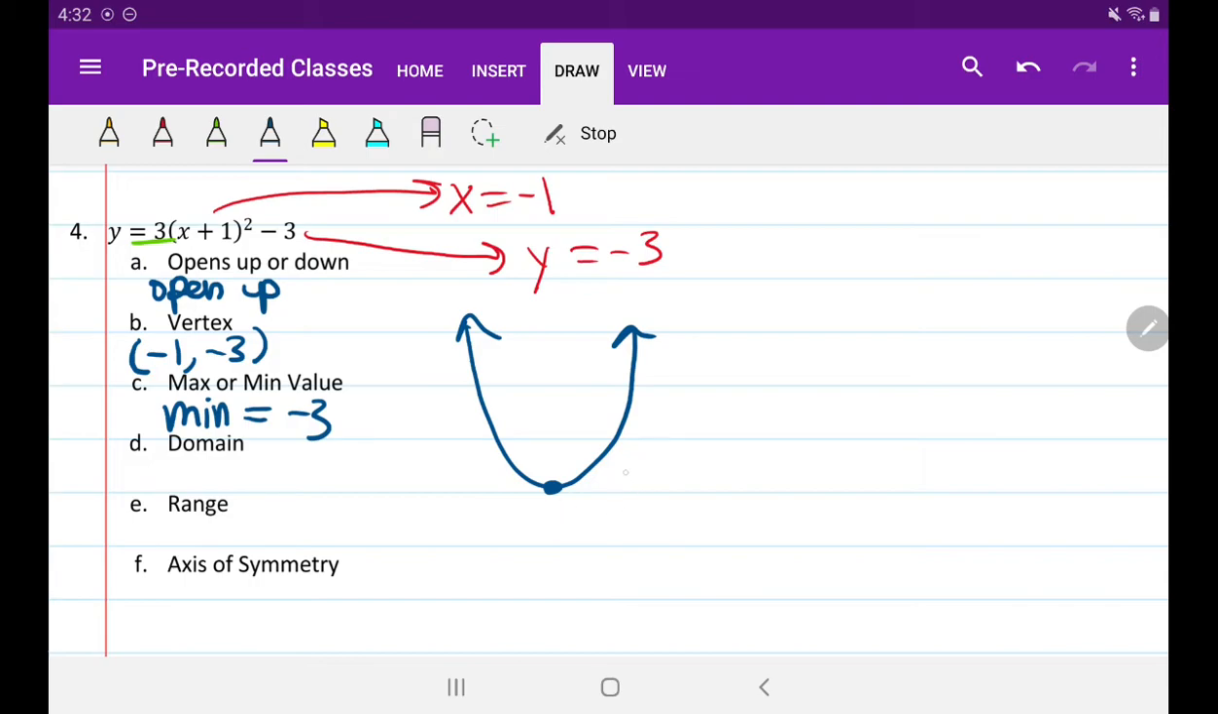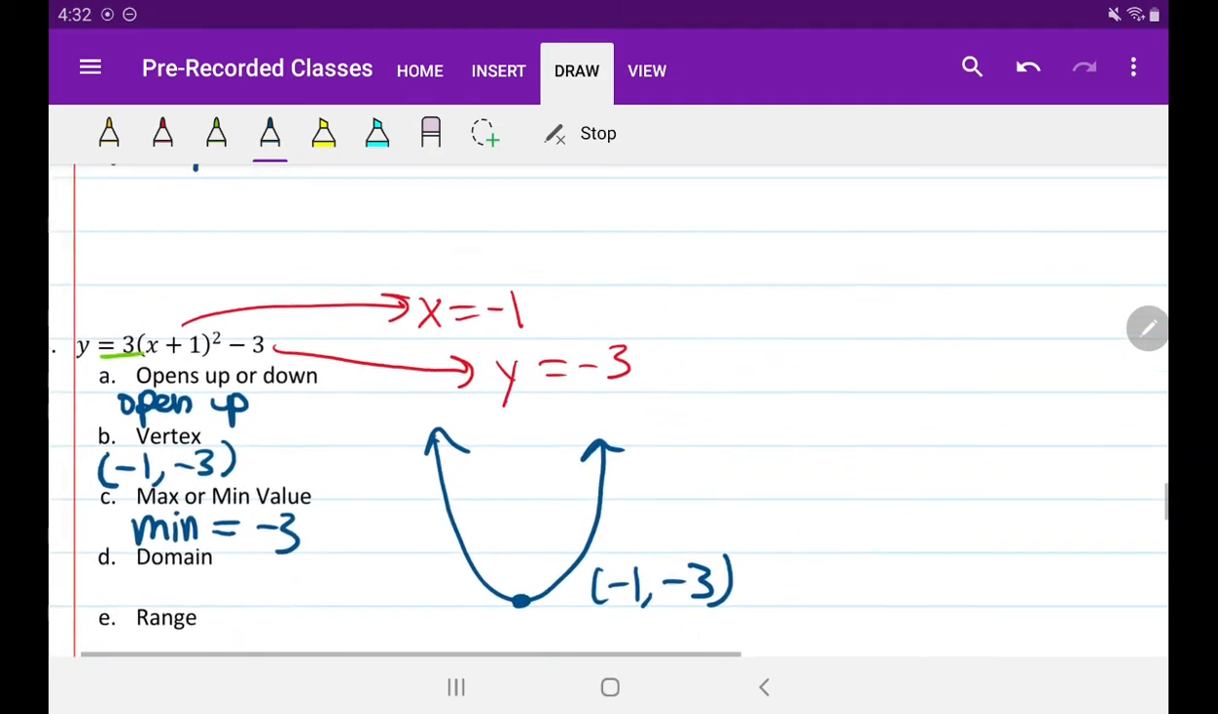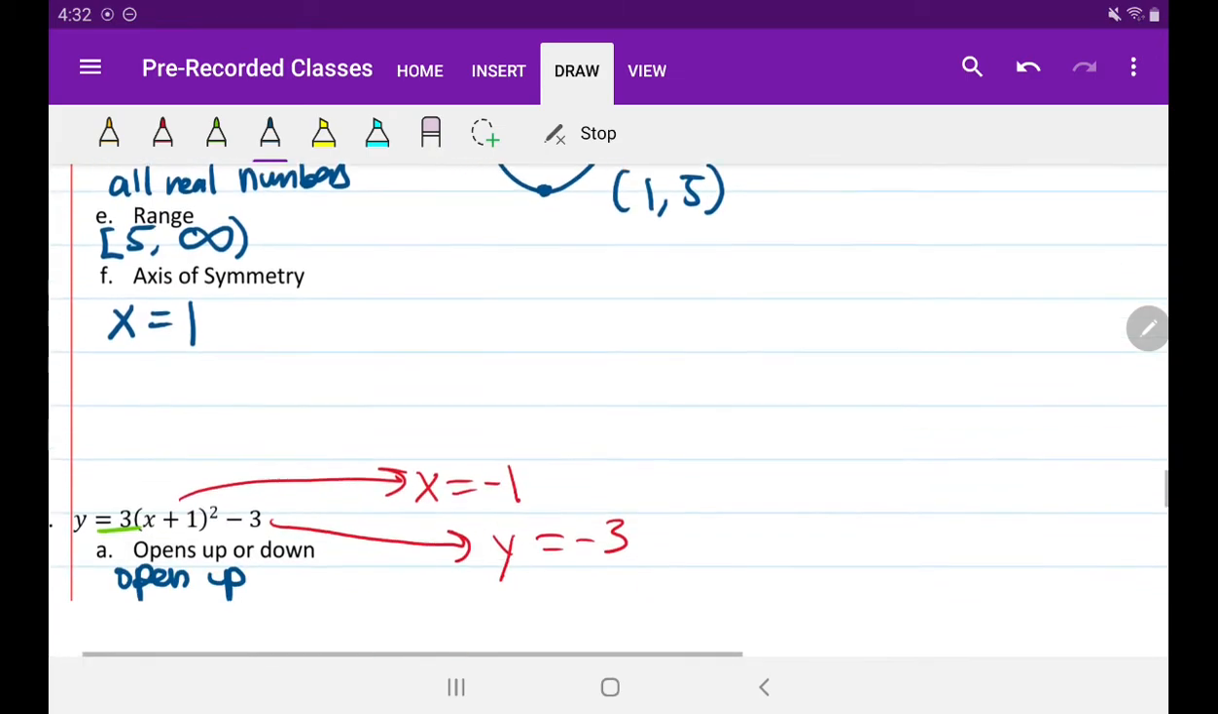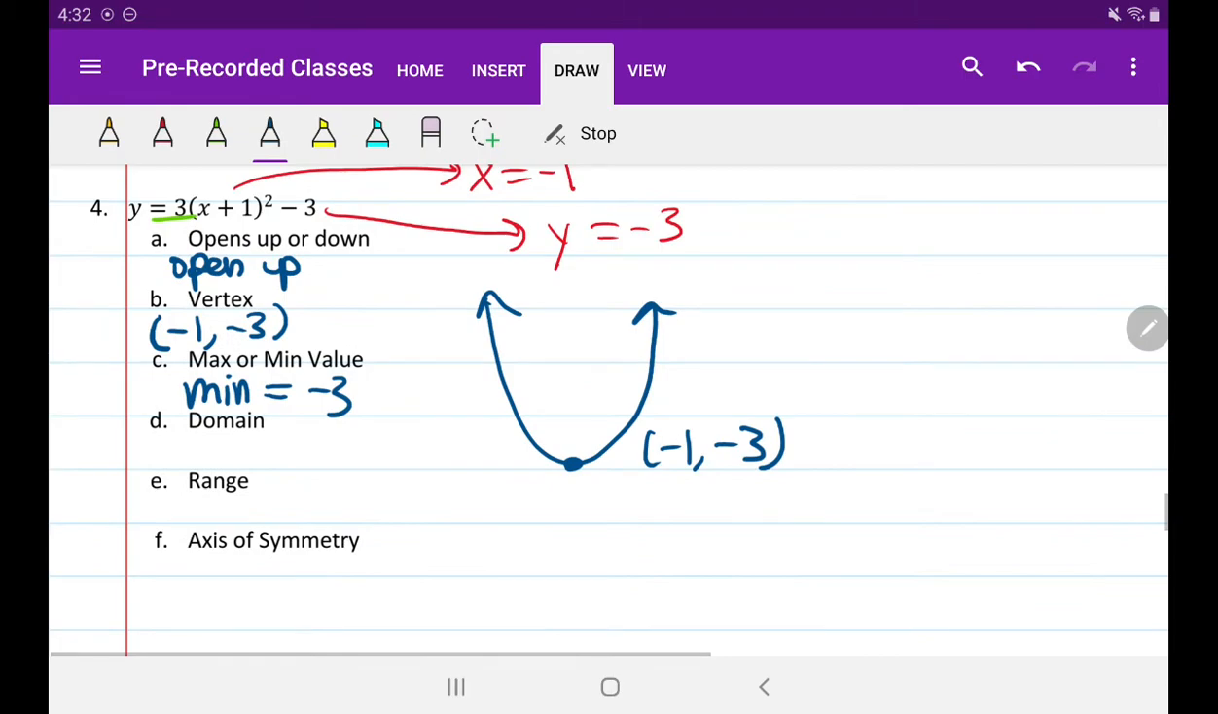And so we can actually label our vertex right here, (-1, -3). Oh, and did I forget to label our vertex in the previous sketch? I did. Okay, so we can label our vertex here, (1, 5). All right, so going back to this one, we've got a vertex of (-1, -3), a min value of -3.